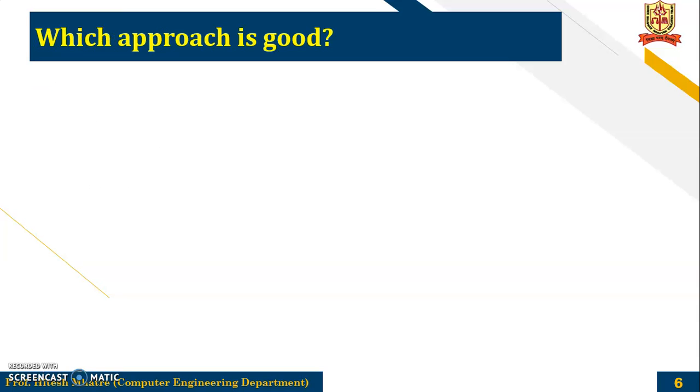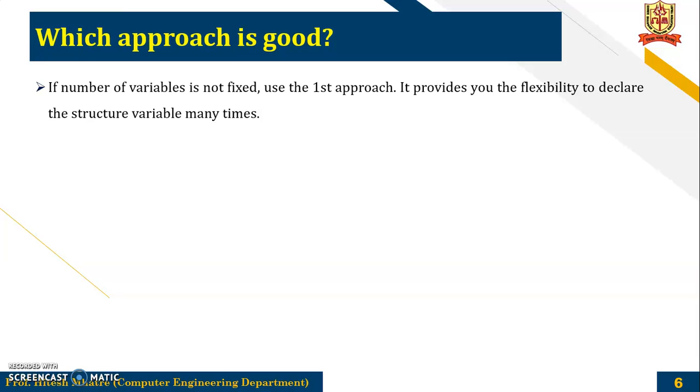Right? Now which approach is good? We have two methods, both are correct, but when should we use a particular method? If the number of variables is not fixed, that is you do not know how many variables you want to create for a structure, then use the first approach. It provides you the flexibility to declare the structure variables many times. Since we are using that in main, you can have n number of variables created for your structure.